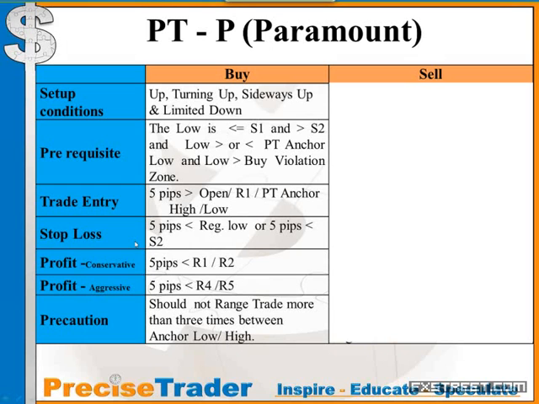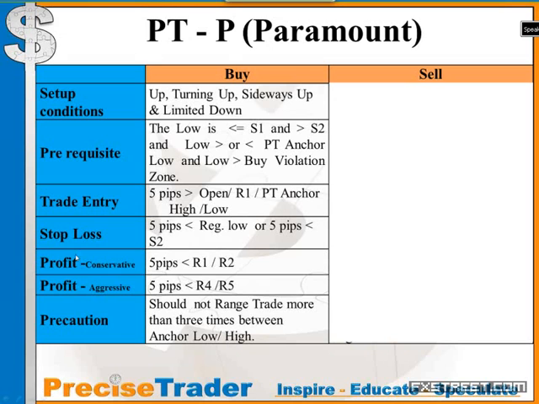Now, the stop loss is 5 pips less than the registered low, or 5 pips less than S2. Okay, are you all with me? If anyone is getting confused, let me know. Not to worry, I'm going to show you the chart. Now, my entry is greater than any one of these levels. Stop loss is below the low or registered low.